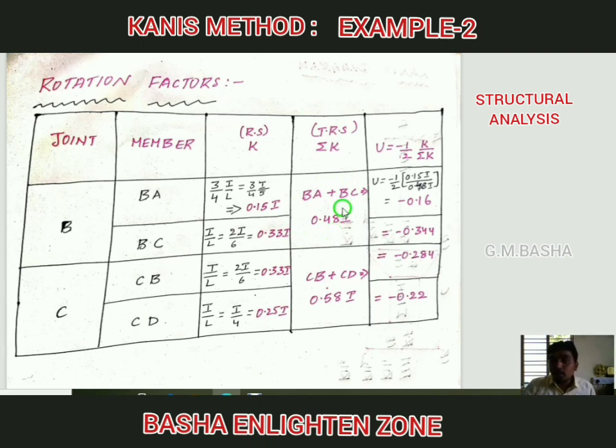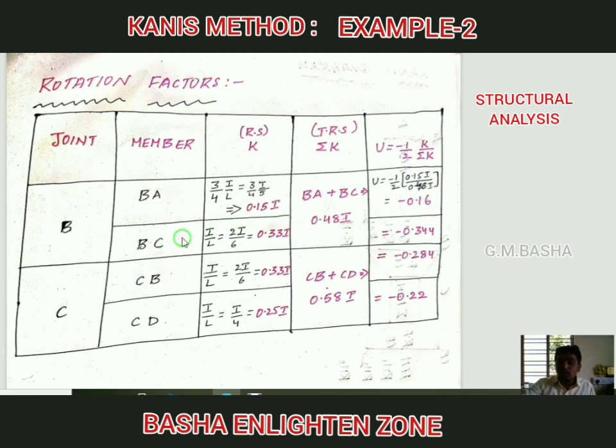After that, move to the rotation factors. First of all, U equal to minus 1 by 2, I am calculating the BA relative rotation factor, where U equal to minus 1 by 2 K by sigma K is our formula. So for that one I am taking relative stiffness for BA equal to 0.15I substituting here, and sigma K will be equal to the entire joint relative stiffness, that is 0.48I. So simplify in your calculator, you will get minus 0.16.